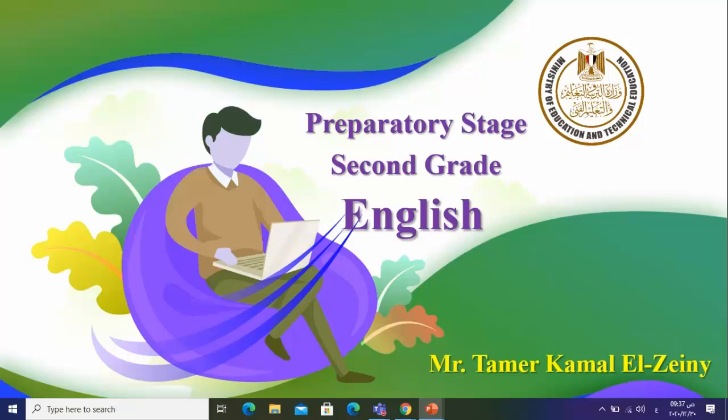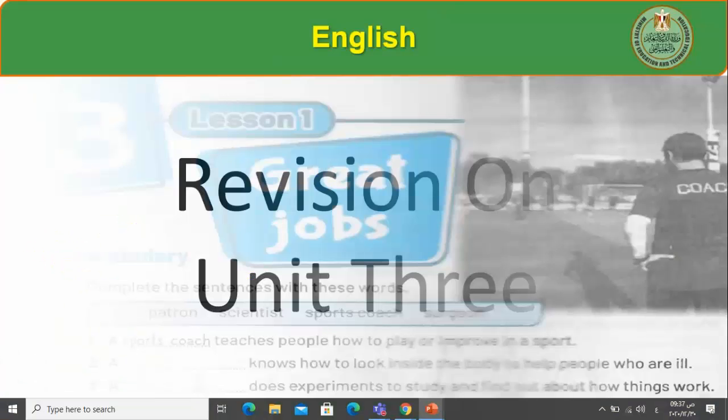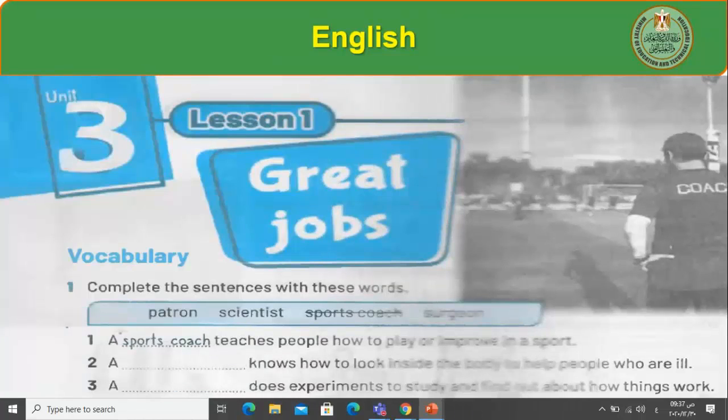This is our session today for preparatory stage second grade for English language. We will start by revising unit 3. Unit 3, great jobs.